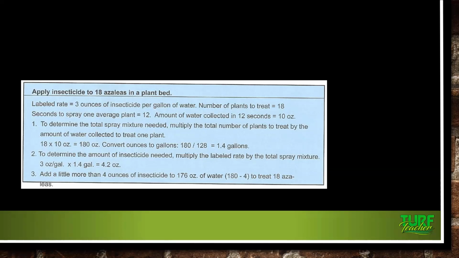Again, we've got to subtract out the 4 ounces of insecticide from the total spray mixture to get the total spray mixture of 180. And that's going to get us our 18 azaleas. And so that is a good backpack problem. We wouldn't want to pull a hose off a truck for that.